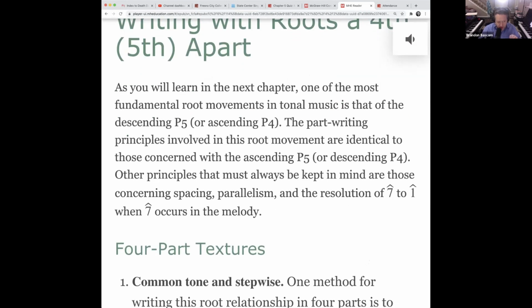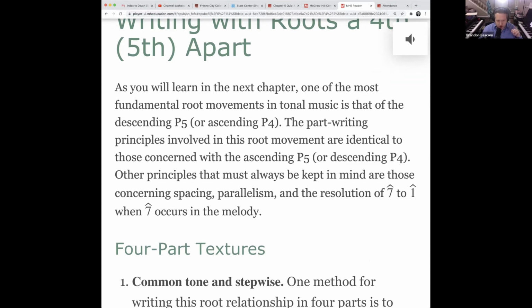Okay, as you will learn in the next chapter, one of the most fundamental root movements in tonal music is that of the descending fifth or ascending perfect fourth. The part writing principles involved in this root movement are identical to those concerned with the ascending perfect fifth or descending perfect fourth.